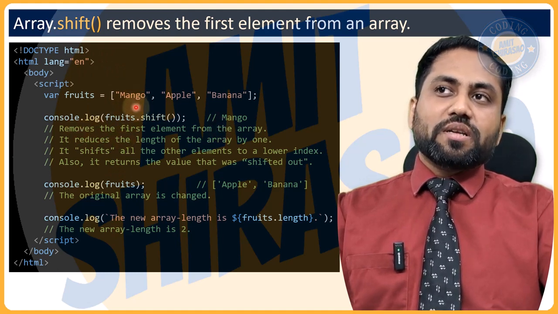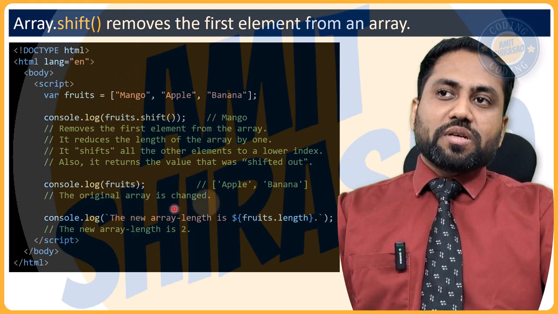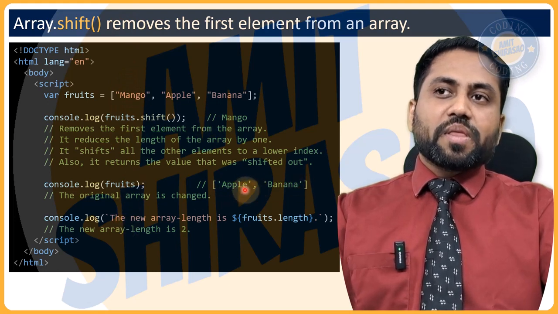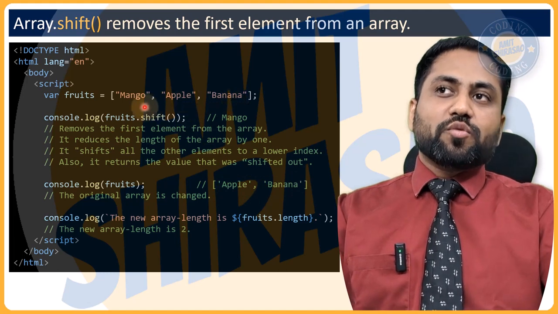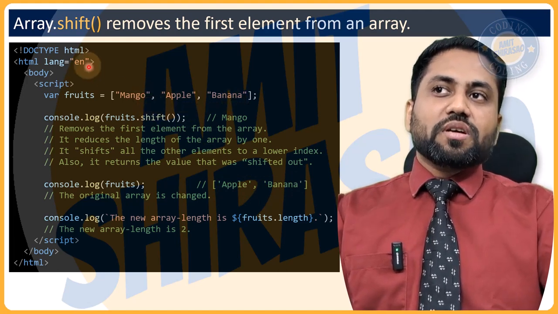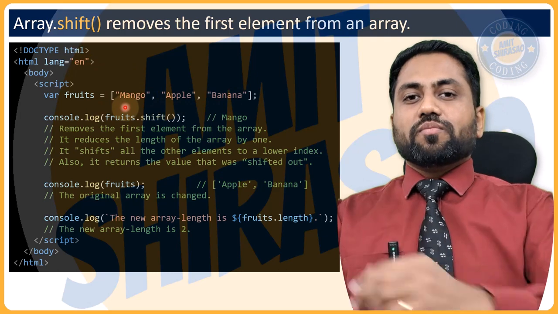So it will remove mango. So the resultant array will be only apple and banana. It won't have mango, because mango you have shifted it. That means you have moved it out.